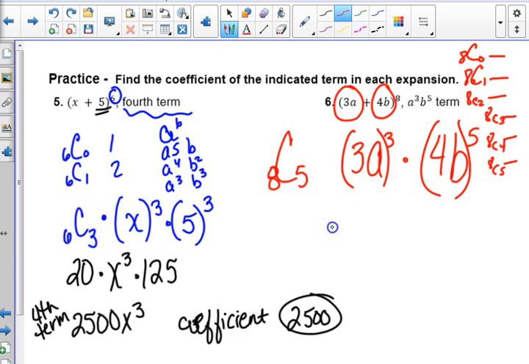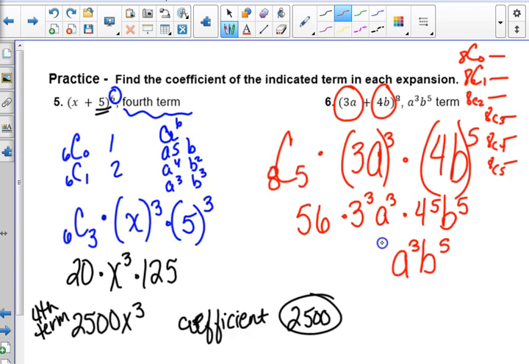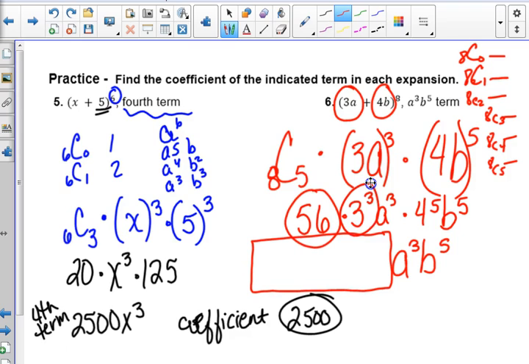Yes, yes, yes. All right. What is 8C5? This is a 3 to the 3rd, A cubed, and this is a 4 to the 5th, B to the 5th. So we end up with an A cubed B to the 5th with a very large coefficient. We need to multiply 56 by 3 to the 3rd and 4 to the 5th.